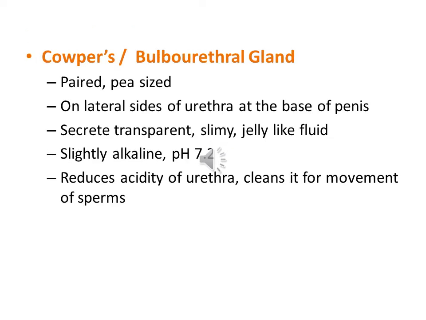The third and the last paired gland is called Cowper's glands or bulbourethral gland. These are paired, small-sized, pea-sized, located on the lateral sides of the urethra, at the base of the penis. You have a diagram in front of you. You can see the location. It also secretes a transparent, slimy, jelly-like fluid, which is slightly alkaline. It also has pH 7.2. It also helps in reducing the acidity of the urethra and cleans it for the movement of sperm.